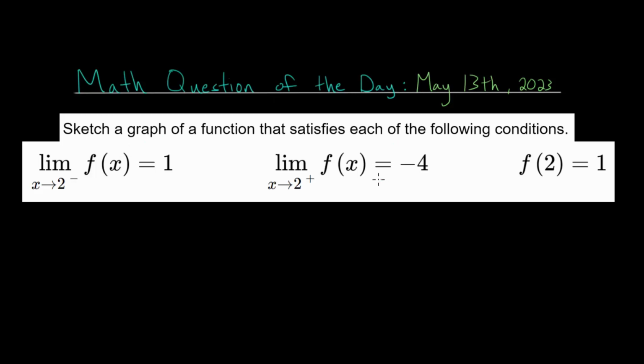And we can see these one-sided limits as x approaches 2 from the left-hand side of our function. This has to equal 1. As x approaches 2 from the right side of our function, this has to equal -4. And when we plug in 2 for our x value into our function, we get an output equal to 1.